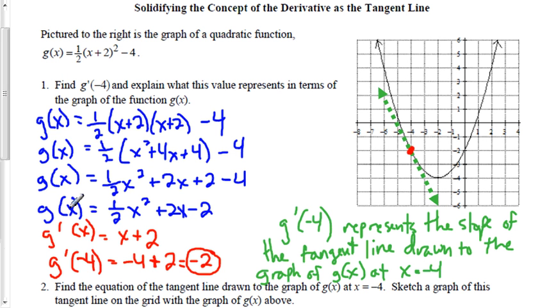Okay, so the first thing I did was write it in polynomial form, then I used the power rule to take the derivative, then I substituted -4 in for x, and I get -2. What does that represent? It represents the slope of the tangent line drawn to the graph of g of x at x equals -4. And if we look, that's pretty close, and my slope is down to over 1. So let's keep building on this.